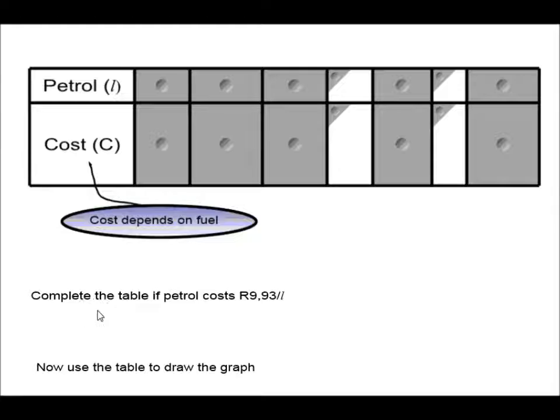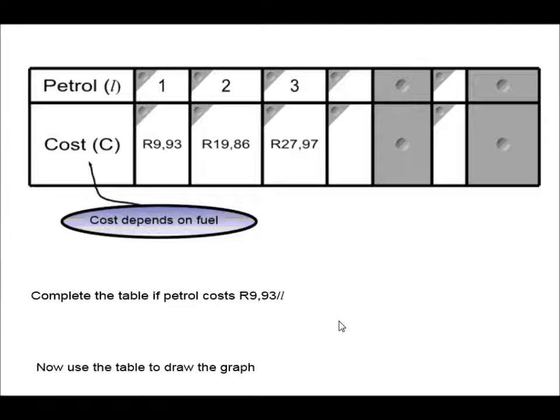The table, complete the table if the cost is R9.93. So, if we have 1 liter of fuel, it is going to be 1 times R9.93, which is R9.93. If we have 2 liters of petrol, it will be 2 times R9.93, which is R19.86. If we have 3 liters of fuel, it is going to cost R29.79.